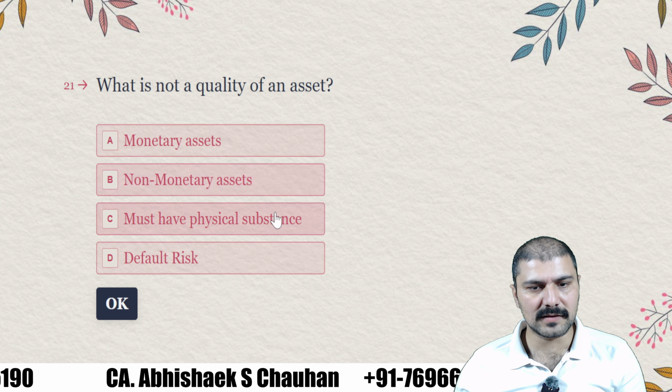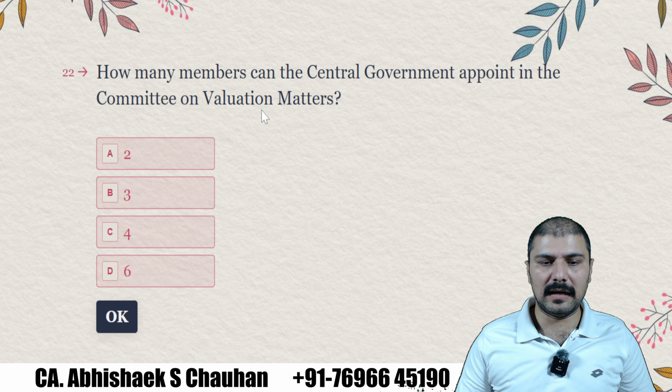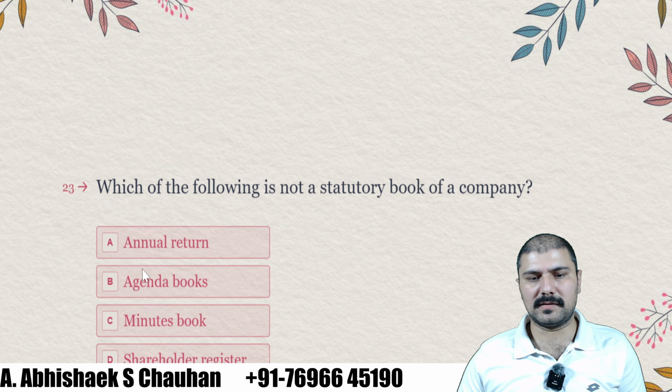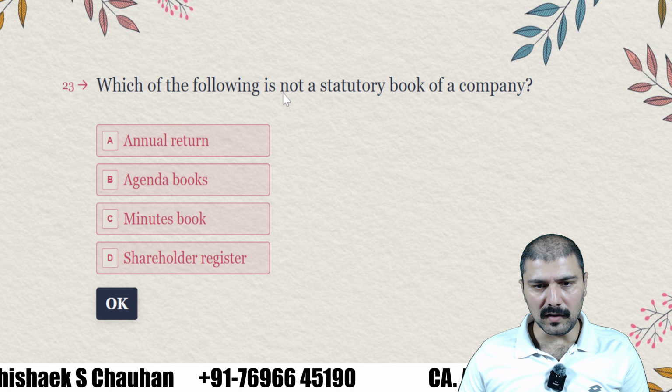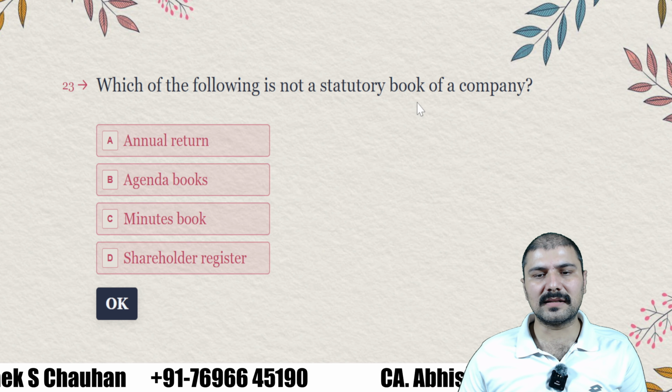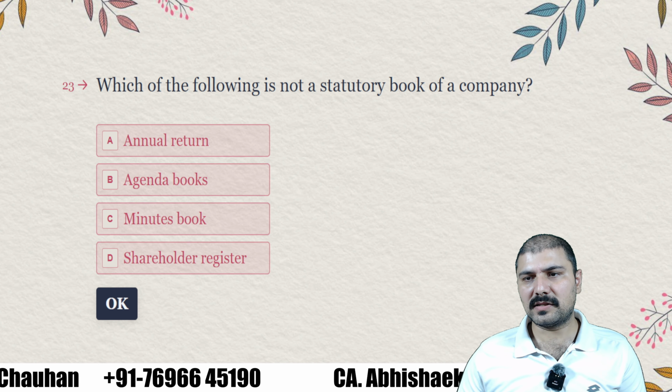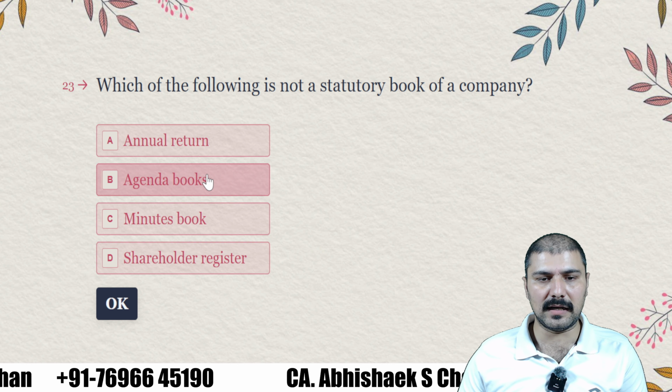How many committee members, how many members can a central government appoint in the committee of valuation matters? Rule number 19, right? The answer is 6, maximum 6, right? Which of the following is not a statutory book of the company? This I think earlier was question also, agenda books.